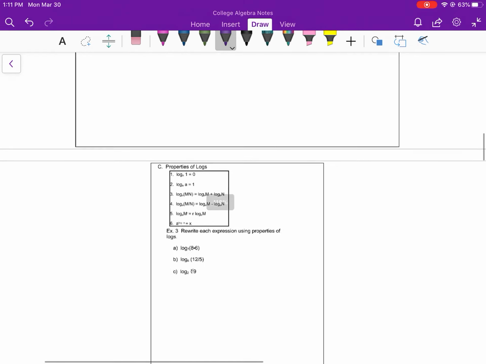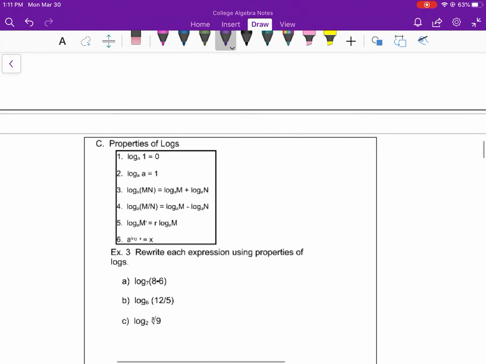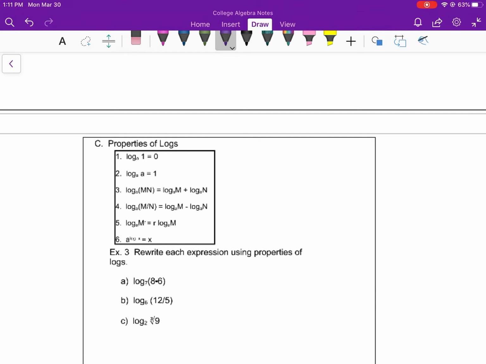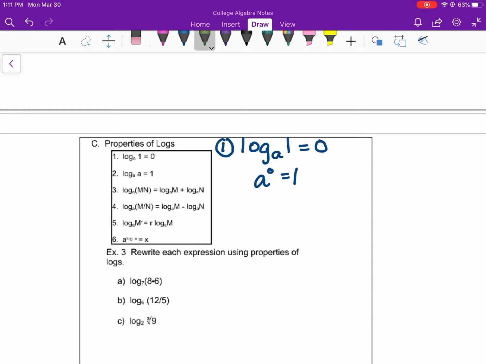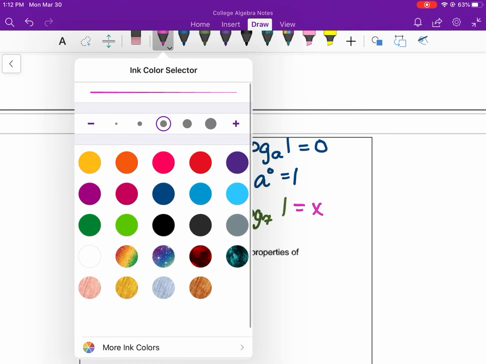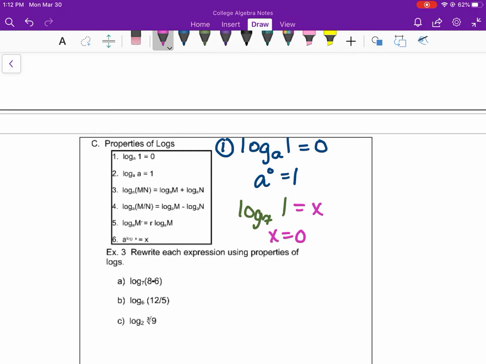Okay. Here's some properties. Now, some of these might be a little bit hard to read, so I'm going to write them off to the side and give you a quick example of each. Okay, so the first one is log base a of 1 equals 0, and that's because a to the 0 is 1. So if you had the problem log base 7 of 1, what does that equal? So let's say that equals x. I would say x would have to be equal to 0.